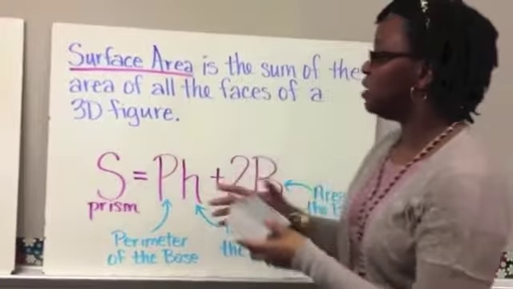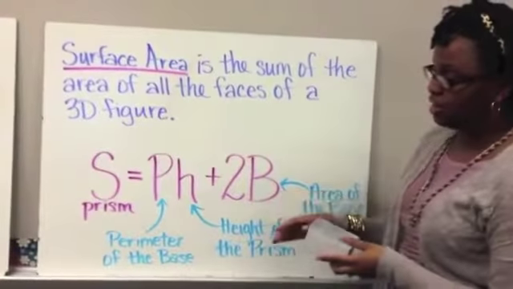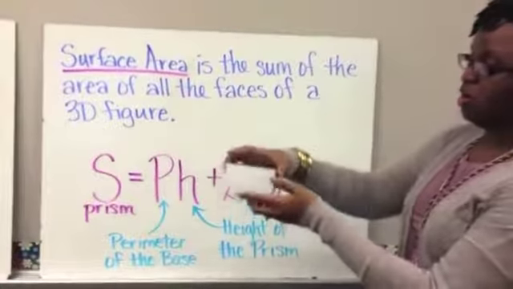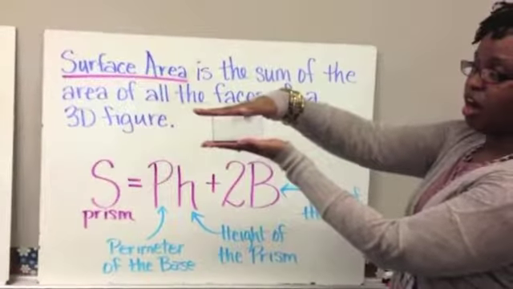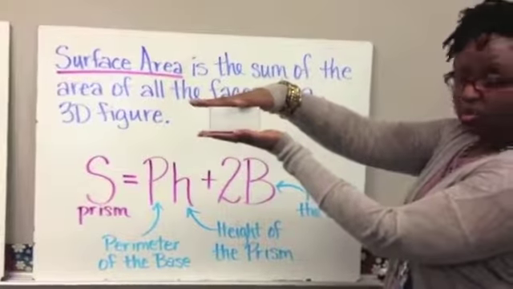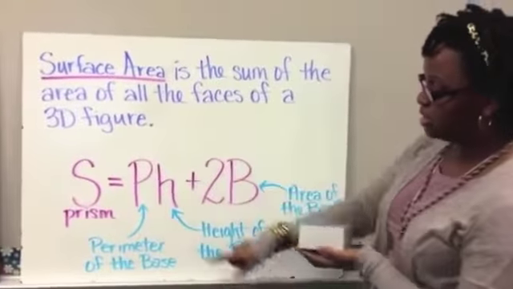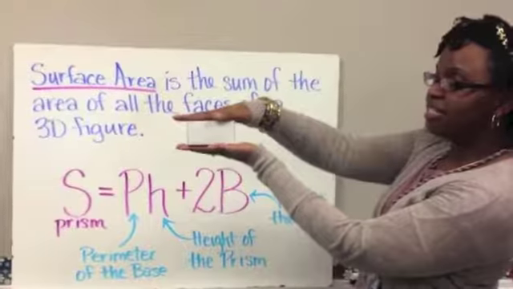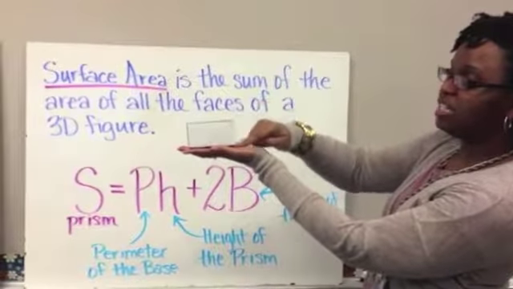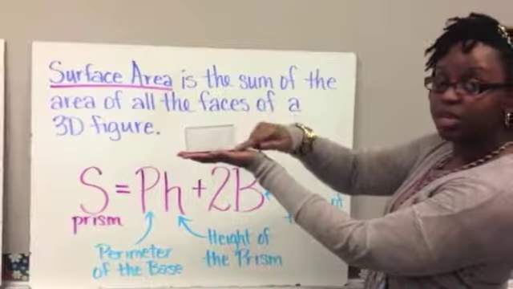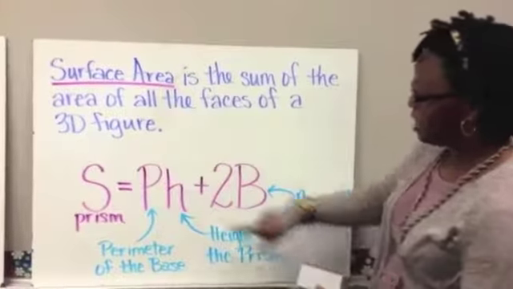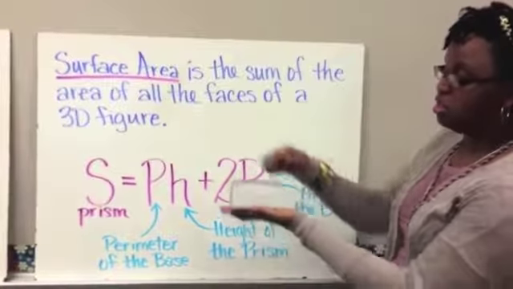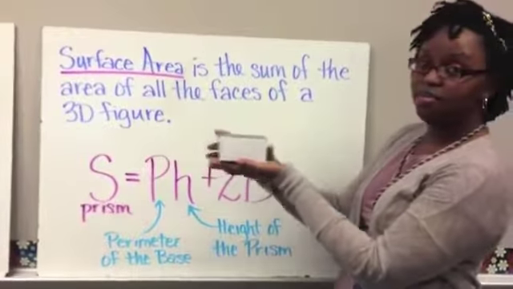Okay? And so when we look at the formula for surface area of a prism, we've got the perimeter of the base. So remember, the bases are parallel to each other, so the perimeter of that base, times the height of the prism. So if these are my bases, the height of the prism would be the distance between the 2 bases. And then we're adding 2 times the area of the base.